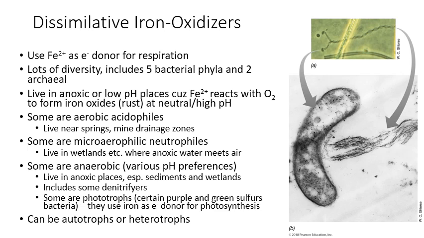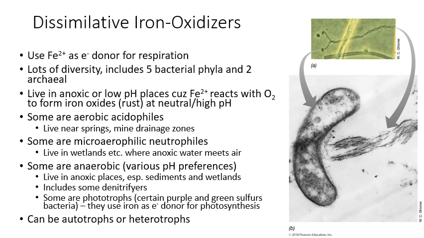There's a lot of diversity amongst the iron oxidizers. That includes 5 different bacterial phyla and 2 archaeal phyla. They usually live in places that either have low oxygen or low pH, or both, because if you have Fe2+ iron in the presence of oxygen, it will spontaneously react to form rust or iron oxide compounds if the pH is neutral or high. So in order to avoid that happening, you either need to have no oxygen or you need to have a low pH if there's oxygen there.